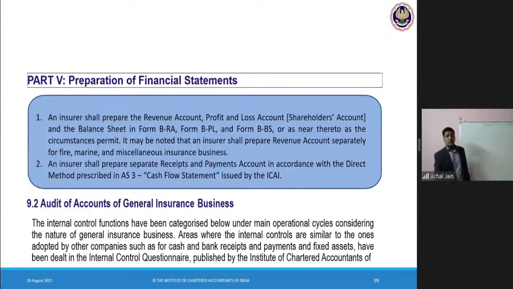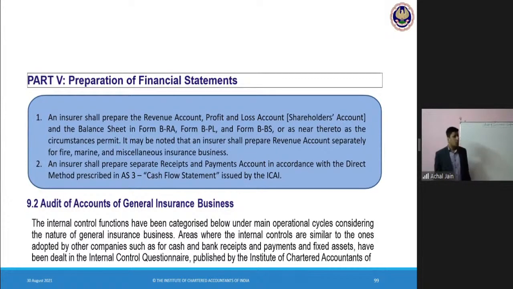So this is again a specification which one needs to remember in respect of preparation of financial statements of a general insurance company, and this is something which the auditor also needs to take care. So now, as an auditor, we need to take care. If the management has not done this, we need to ensure this is done by the management. Correct? So these were about some of the statements which were required to be captured by them.